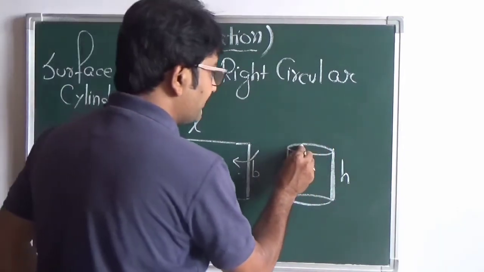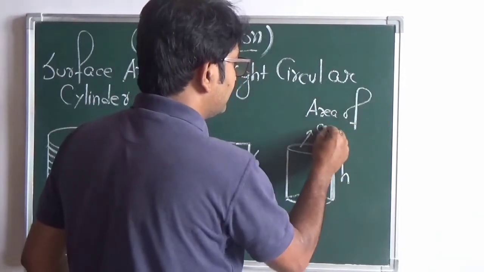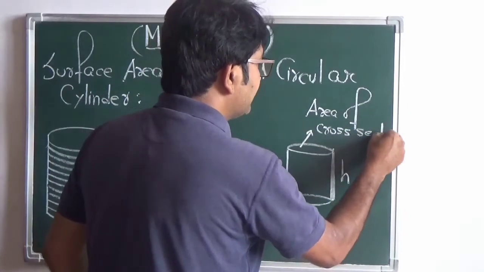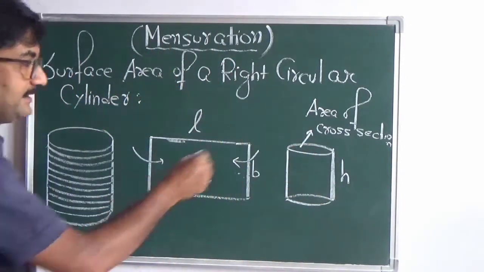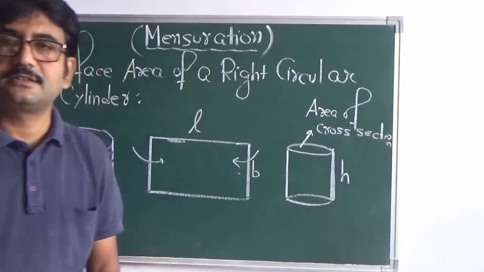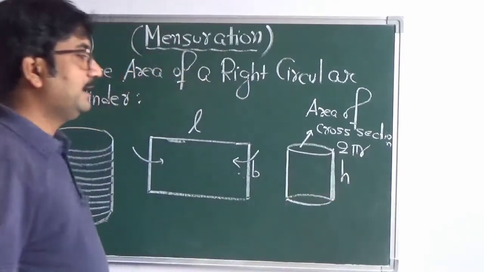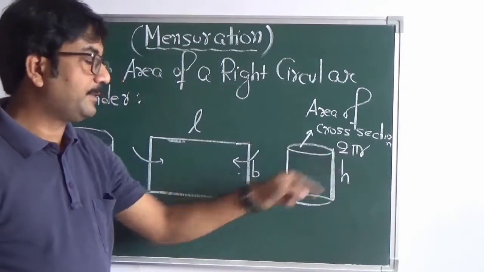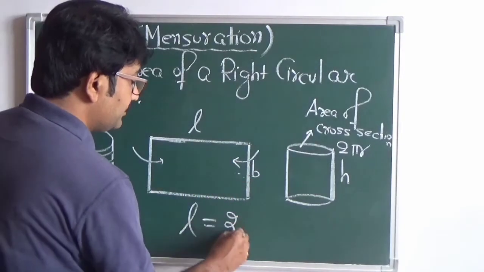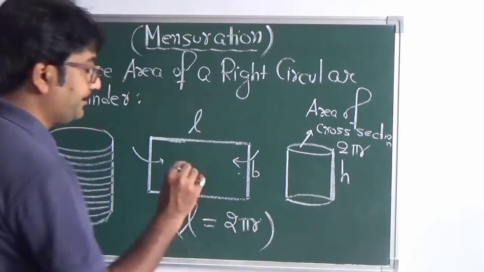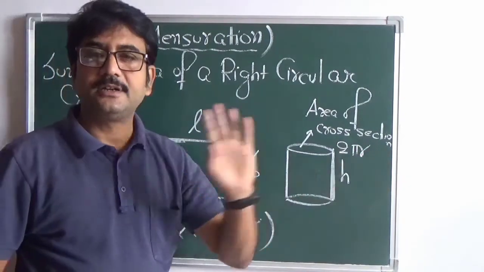So this part is the area of cross section, or you can say this is the circumference. Now this is a circular end. So what is the circumference of a circular part? That is equal to 2 pi r, where r will be the radius of the circular part. So this length L of the rectangular sheet is equal to 2 pi r in the circular form, and the breadth of this rectangular sheet of paper is equivalent to the height of the cylinder.